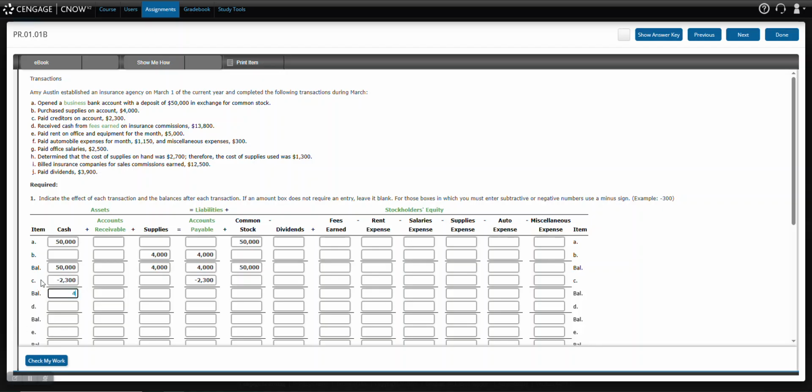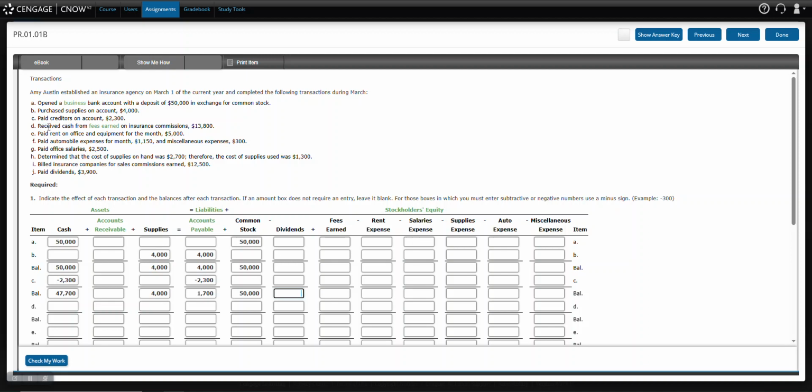So now we have $47,700 in cash, still have $4,000 in supplies, but we don't owe as much money anymore. We only owe $1,700 in accounts payable, and we still have our $50,000 in common stock.